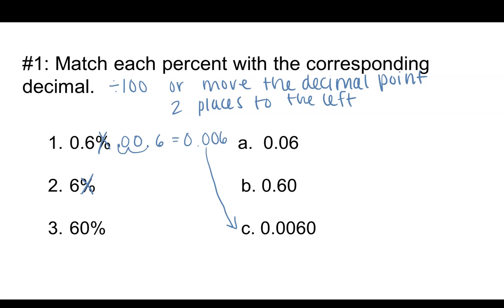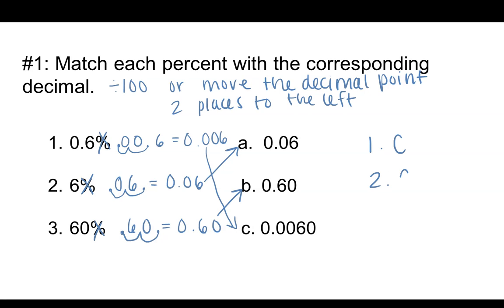And then number 2, 6%. The decimal point always goes after the whole number, and then we go to the left. There's no number there, so we put a 0. That's going to equal 0.06. That's going to match up with A. And then finally, 60%, decimal point goes there. We go to the left, and that's going to be 0.60, which matches up with B. So 1 should be C, 2 should be A, and 3 should be B.